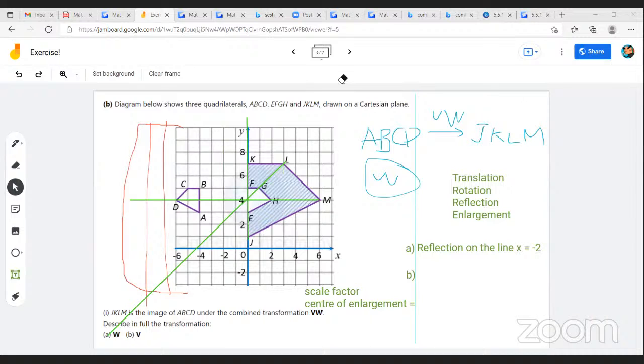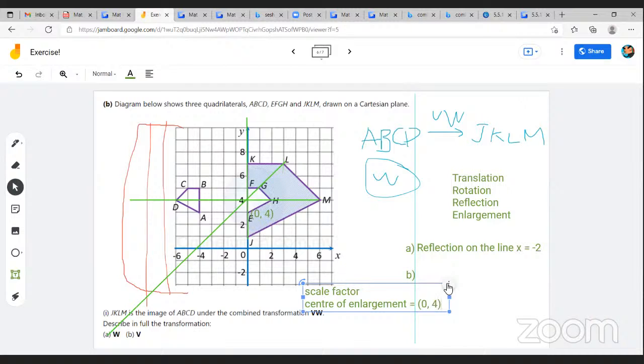So now, where do all the lines intersect? 0, 4. Very good. So 0, 4 is where all the lines intersect, and this is known as our center of enlargement. So that's how you find the center of enlargement. We just connect the dots and then we find the intersection.